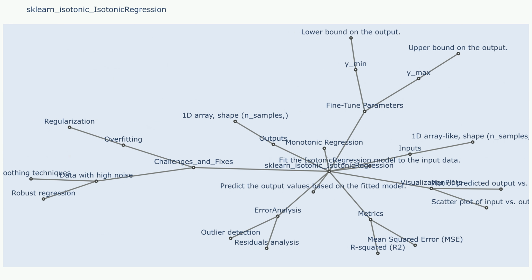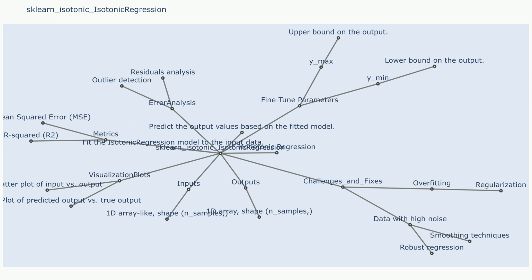Outputs: Y. The predicted target values. It is a one-dimensional array of the same length as Y. Isotonic. The fitted isotonic function. It is a one-dimensional array that represents the fitted relationship between the input values and the predicted target values.